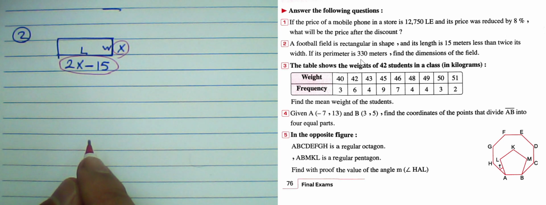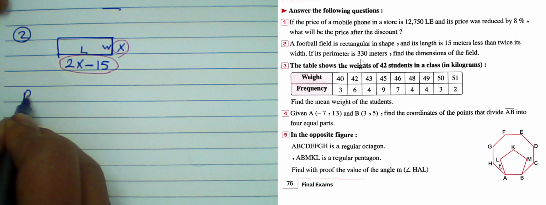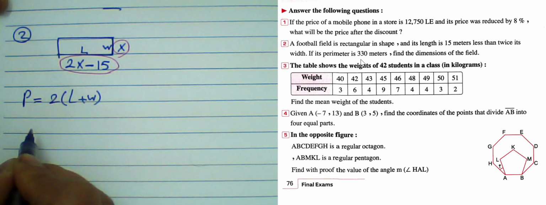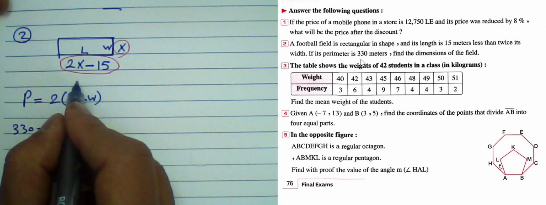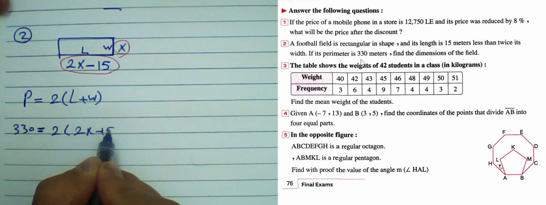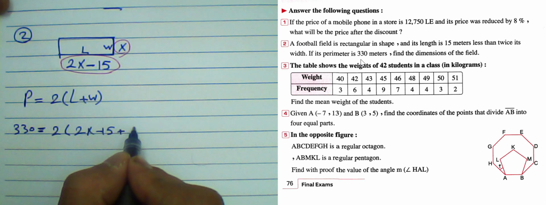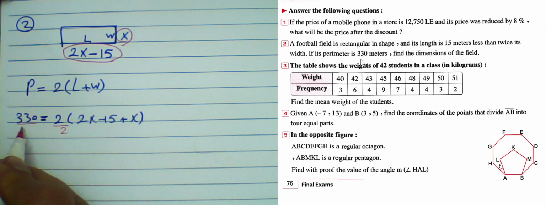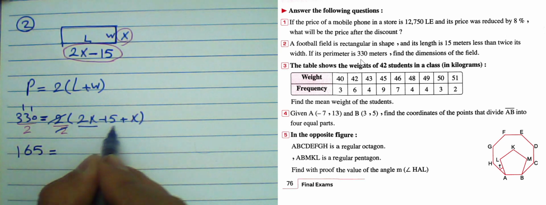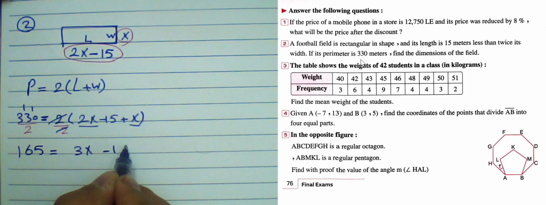He gives us its perimeter, 330. We know the perimeter equals twice the length plus the width. Then the perimeter in the example, 330, equals twice the length, 2x minus 15, plus the width, which was x. And then we can solve this equation by dividing the coefficient of these brackets, divided by 2 here and divided by 2. To simplify it, 330 divided by 2, it will be what? 3 divided by 2 is 1 remainder 1, 13 divided by 2 equals 6 remainder 1, 10 divided by 2 is 5. Okay, and then we can write 2x plus x, it will be 3x minus 15.